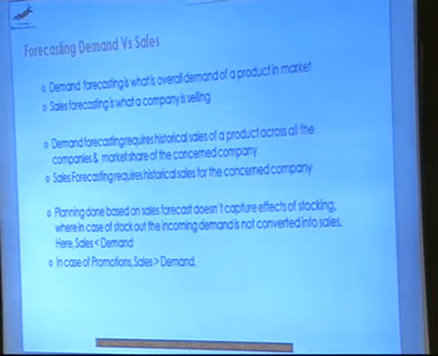Now, there is a difference between demand forecasting and sales forecasting. What is demand forecasting? Demand forecasting is the overall demand of a product in the market, and sales forecasting is what a company is selling. So how do we do demand forecasting? First of all, you need to have all the data, competitor data and your data. And then you need the market share of your company. Say I am forecasting for a toothpaste. First I have to know the total demand of toothpaste in the Delhi market, and then I will multiply it by my market share, and I will come up with the demand for my company. But that requires sales data of all the companies.